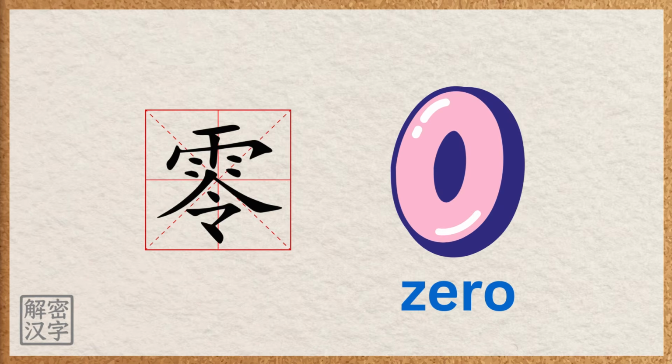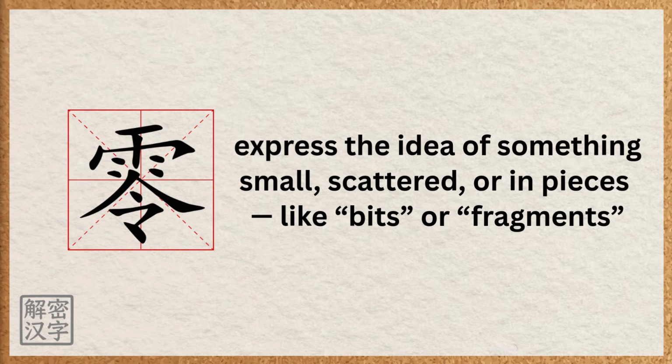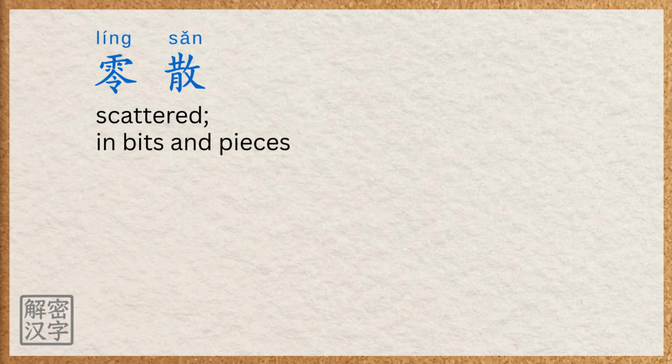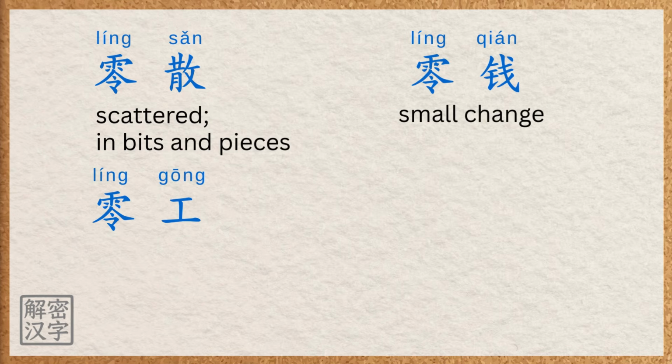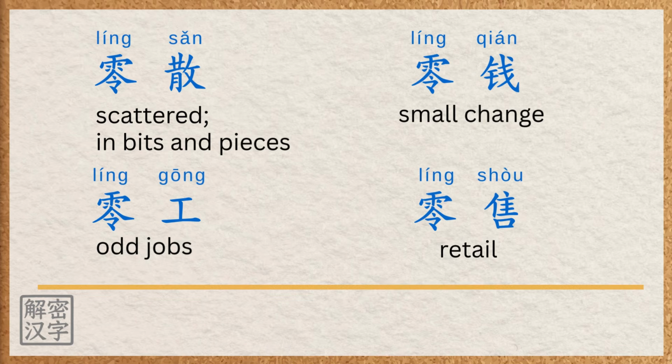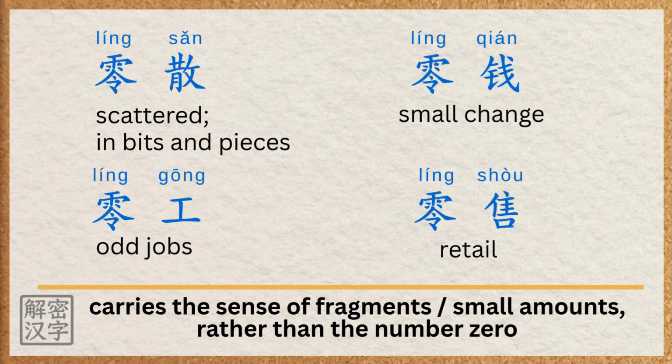The character ling doesn't only mean 0. It can also express the idea of something small, scattered, or in pieces, like bits or fragments. For example, ling-san means scattered, in bits and pieces. 零钱 means small change. 零工 means odd jobs. Ling shou means retail, selling in small quantities. In these words, ling carries the sense of fragments, small amounts, rather than the number 0.